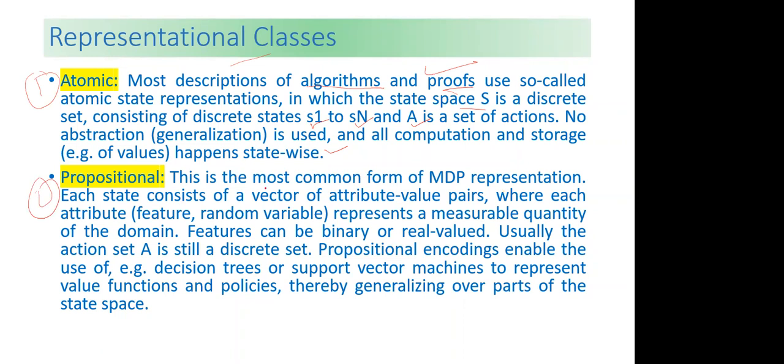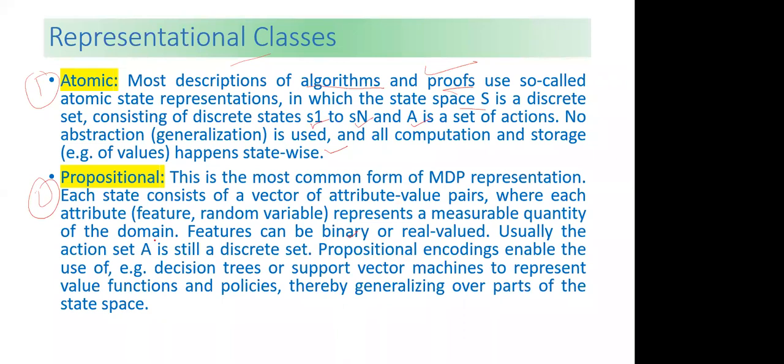Each state consists of a vector of attribute-value pairs, where each attribute, just like a feature or random variable, represents a measurable quantity of a domain. Features can be binary, or they can be real-world values.